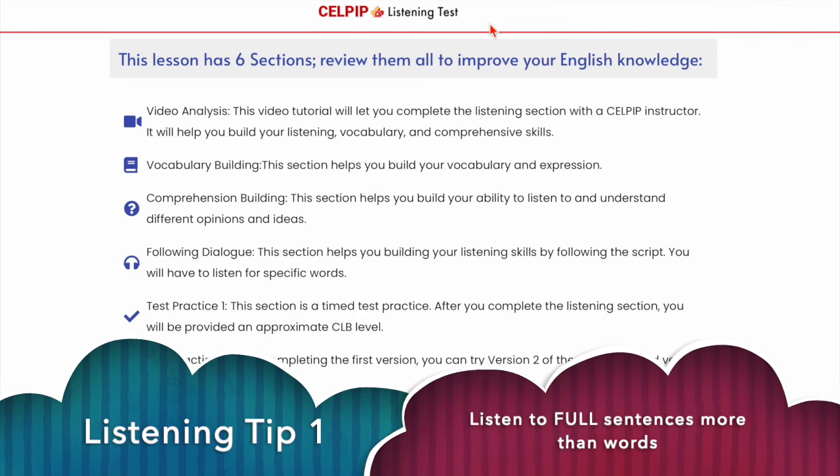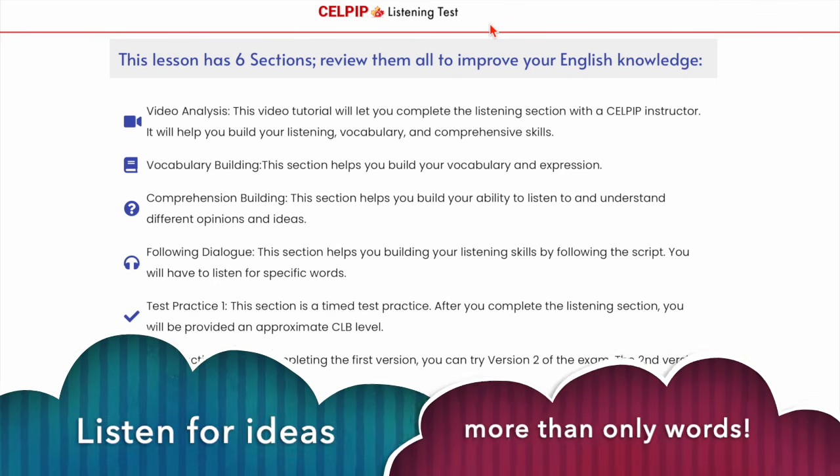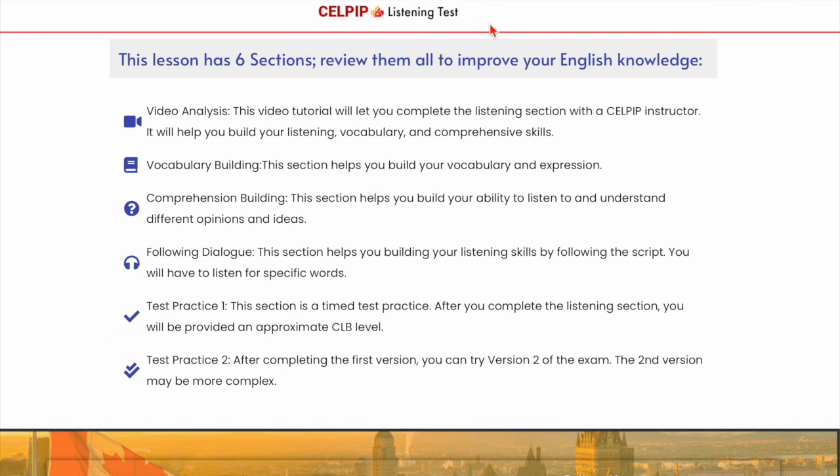Number 1, listen to full sentences more than words. Lower levels, we still have a problem with focusing too much on words and not full sentences. When you focus too much on words, you miss ideas, and the answers get confusing because they put similar words or the same words. So remember, everyone, it's not a vocabulary test or a word test. It's an idea test, okay? Listening for ideas, not words. So for that, listening to full sentences guarantees that we listen for ideas more than words, okay?